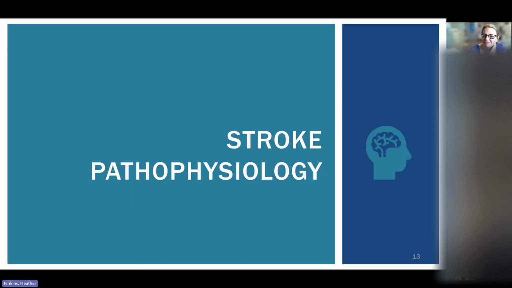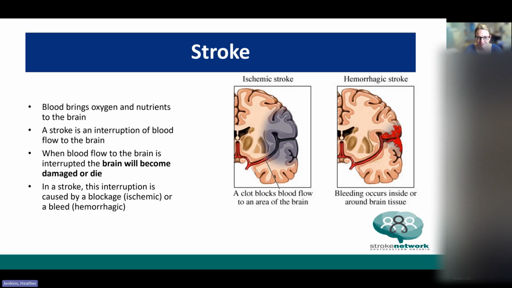Okay, a little bit now into stroke pathophysiology. As we said, blood brings the oxygen, nutrients, and glucose to your brain, and a stroke is an interruption in that blood flow. Without the oxygen and glucose, those cells die, and they die fairly quickly. We know that this can be caused in two main ways. It can either be an ischemic stroke, usually formed by the blockage of an artery, or a hemorrhagic stroke, where your blood vessels have burst or leaked and are leaking out into the brain.